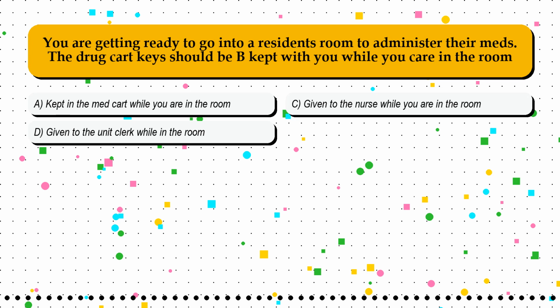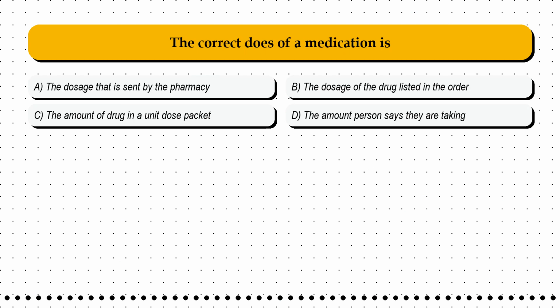The correct answer is option B. Question 220. The correct dose of a medication is option A, the dosage that is sent by the pharmacy. Option B, the dosage of the drug listed in the order. Option C, the amount of drug in a unit dose packet. Option D, the amount the person says they are taking.